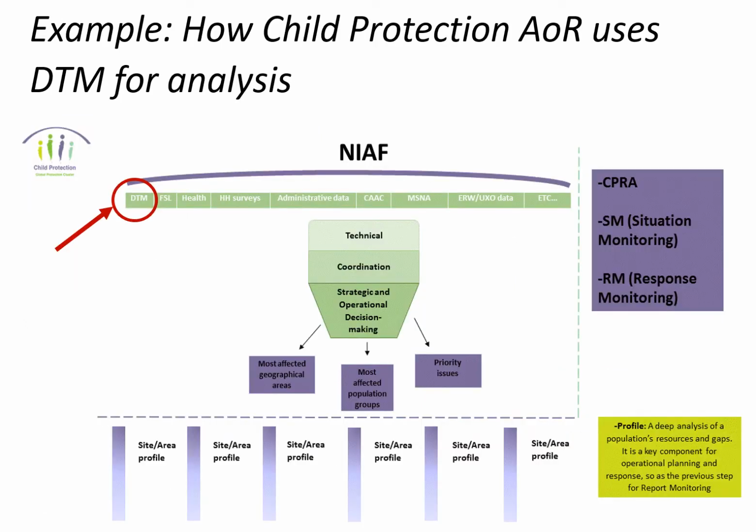And this is an example of that. The Child Protection AoR uses a needs identification and analysis framework that takes into account the DTM data, highlighted with the red circle and the arrow to the left, together with a number of other data sets from other sources for their analysis, for their interpretation, and for their response.